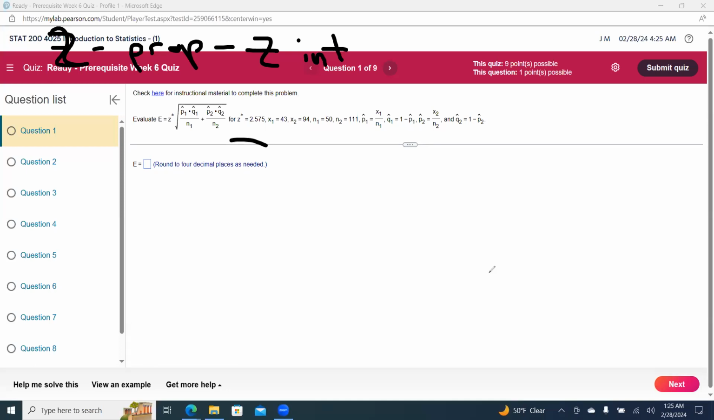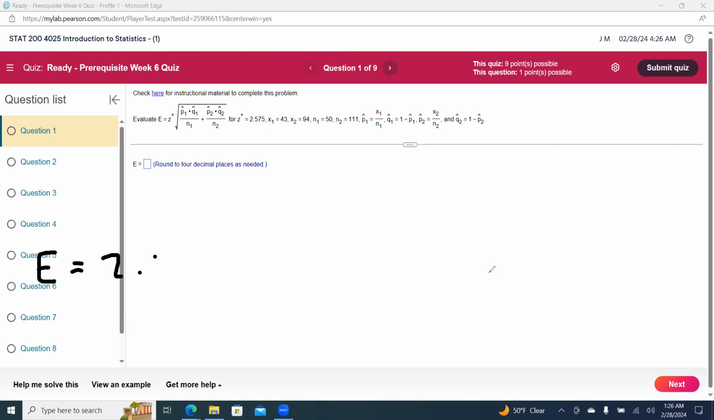What does that mean? So there's more than one way to kind of do the thing there. Okay. So I was going to try and do the calculator method that's in there, but let's just go ahead and plug into that and see if we can do that. So what is Z? It's 2.575.